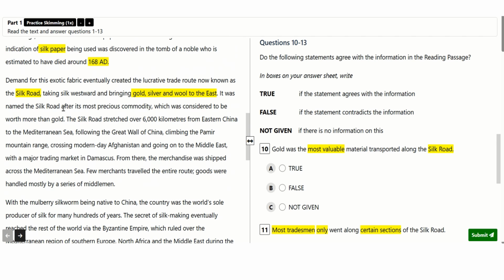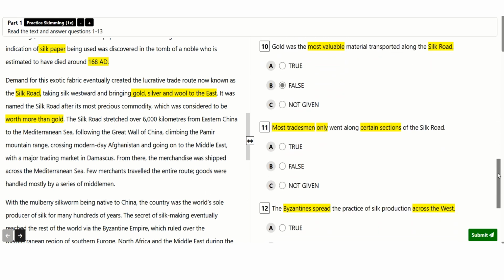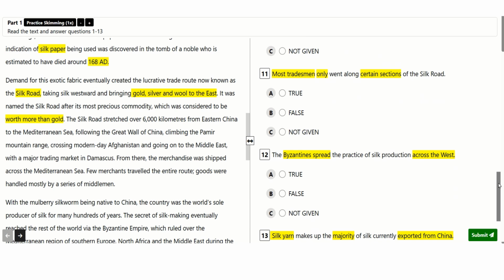If we see, it was named the Silk Road after its most precious commodity, which was considered to be worth more than gold. Oh, that means gold was not the most valuable. Something was more valuable than gold. That means it should be false. The location is there, but they are saying the opposite thing.